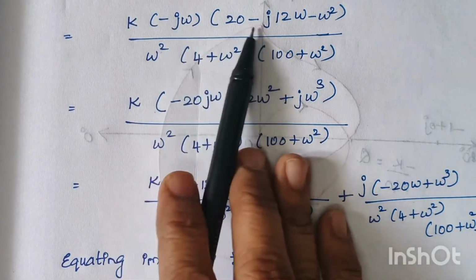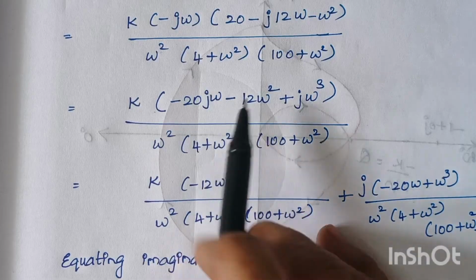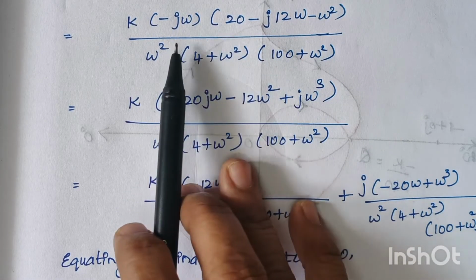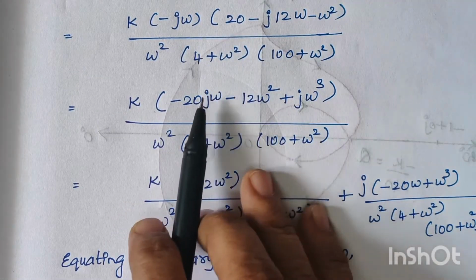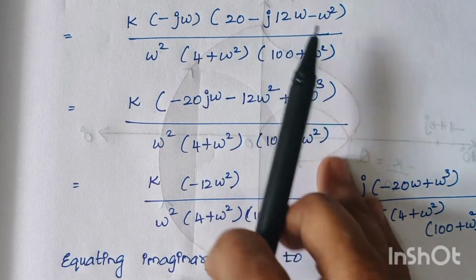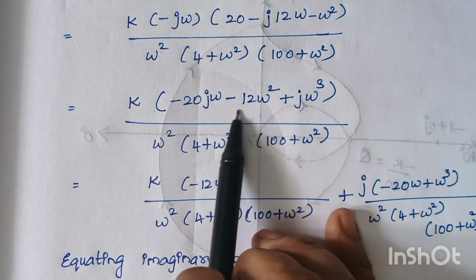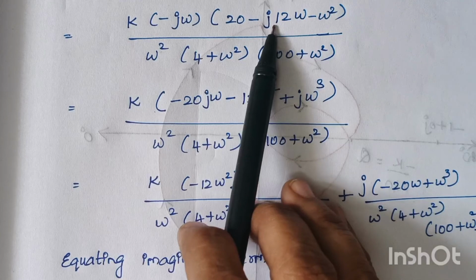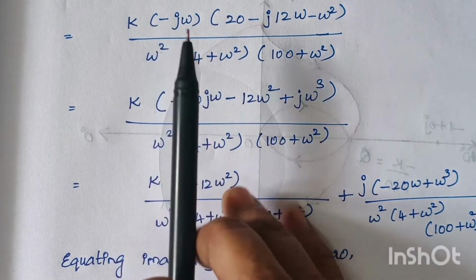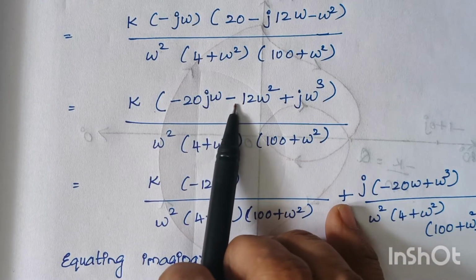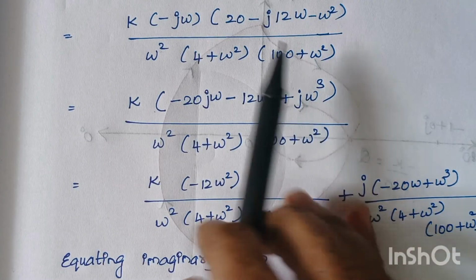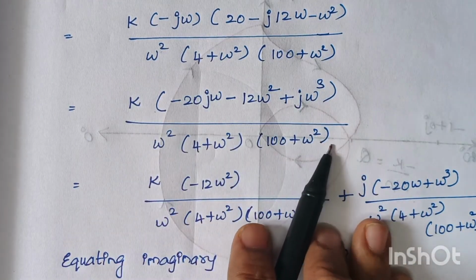Again, I am multiplying the numerator terms and simplifying. You see, multiplication you can do by yourself, right? Just simply multiplying. Minus j omega into 20 is minus 20 j omega. Minus j omega into minus 12 j omega gives you minus 12 omega square. j into j gives you minus 1. And again here minus into minus becomes plus, and that plus into minus becomes again minus. These are all the basic maths terms, okay, you can do. So finally we are multiplying and we are getting an expression like this.